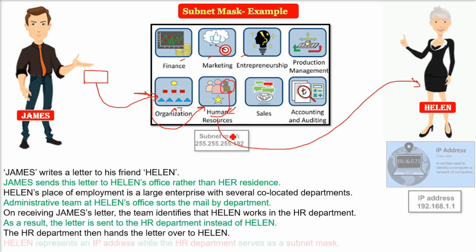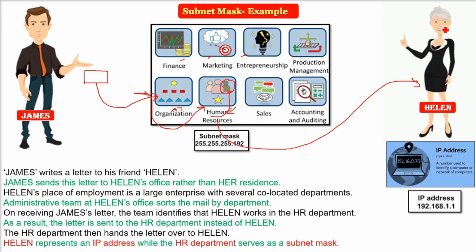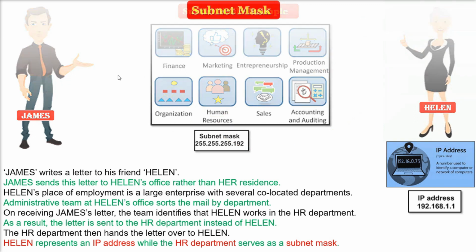Okay. So this is the IP we want. So what did you understand? Helen is representing the IP address. The HR department is a subnet mask. So in order for that letter or that packet to reach the proper IP, we need a subnet mask which will define that this is the HR department, this is the finance department, this is the sales department. So human resource here is subnet mask, Helen is the IP address.